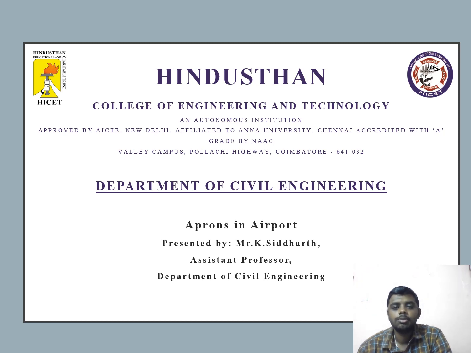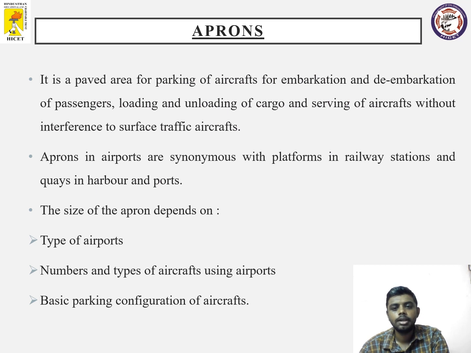Today we are going to see about the topic aprons in airports. Aprons in an airport is nothing but a paved area for parking of aircrafts. If an aircraft has to be parked, you need certain spaces. You cannot directly park your aircraft in the empty area or your runway or your taxiway. There is a separate place called aprons, and this is used for embarkation or de-embarkation of passengers. If a passenger has to get on or get down from the aircraft, these aprons are used.